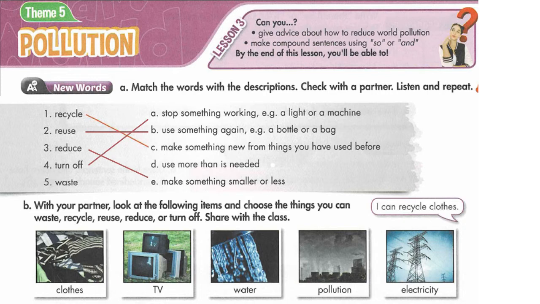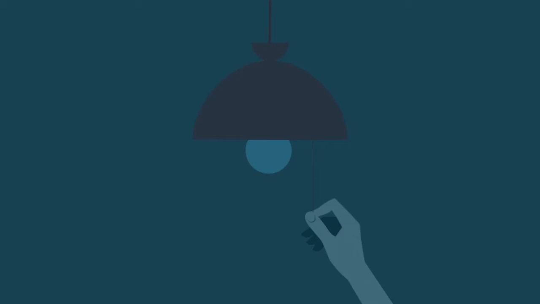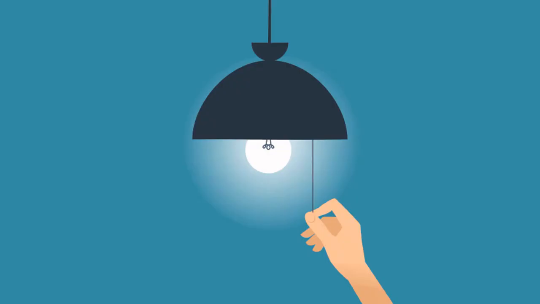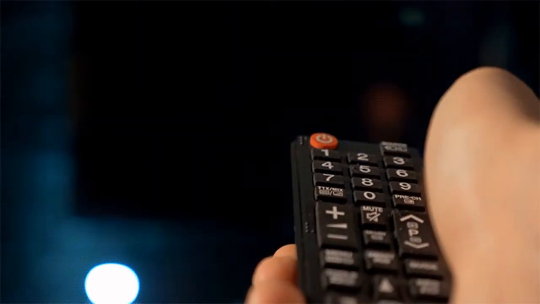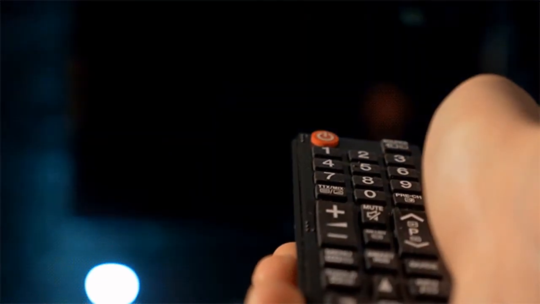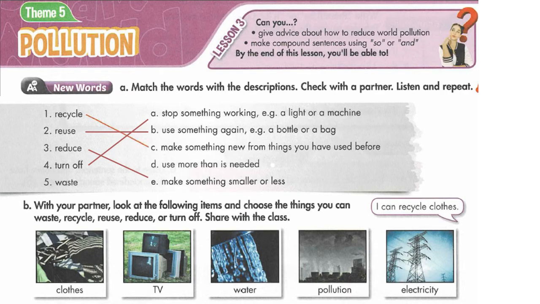Next, we have number 4 is turn off. Turn off is to stop something working. For example, a light or a machine. So if you turn off the lights, it will stop working. And also a machine. So for example, a television as well, TV. If you turn off the television, it will stop working. You cannot watch anymore. Okay, so this is turn off.